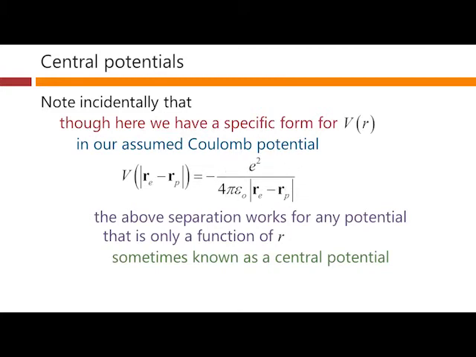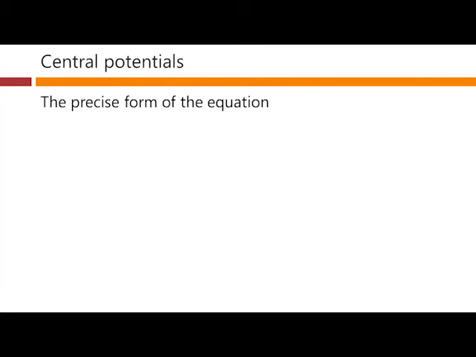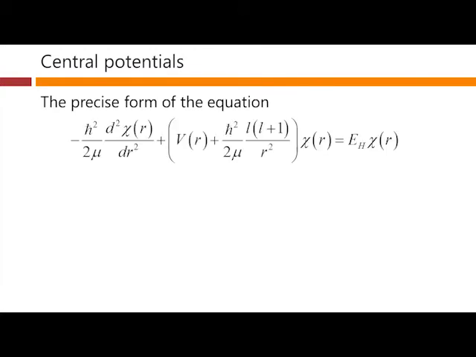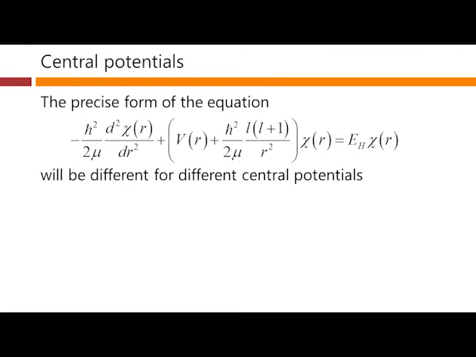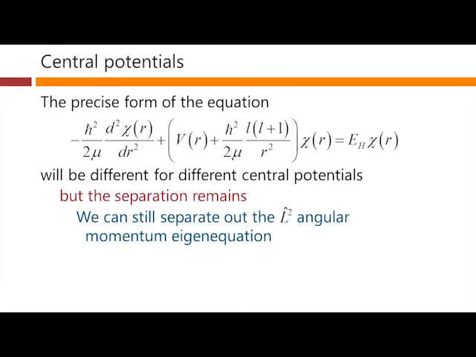even if it does not have this particular form. And the precise form of the equation that we have here, and this potential is just arbitrary in here, will be different for different central potentials. In other words, we would have different potentials in here under different sets of conditions, but the separation would still be possible. We would still be able to separate out the L squared angular momentum eigenequation.